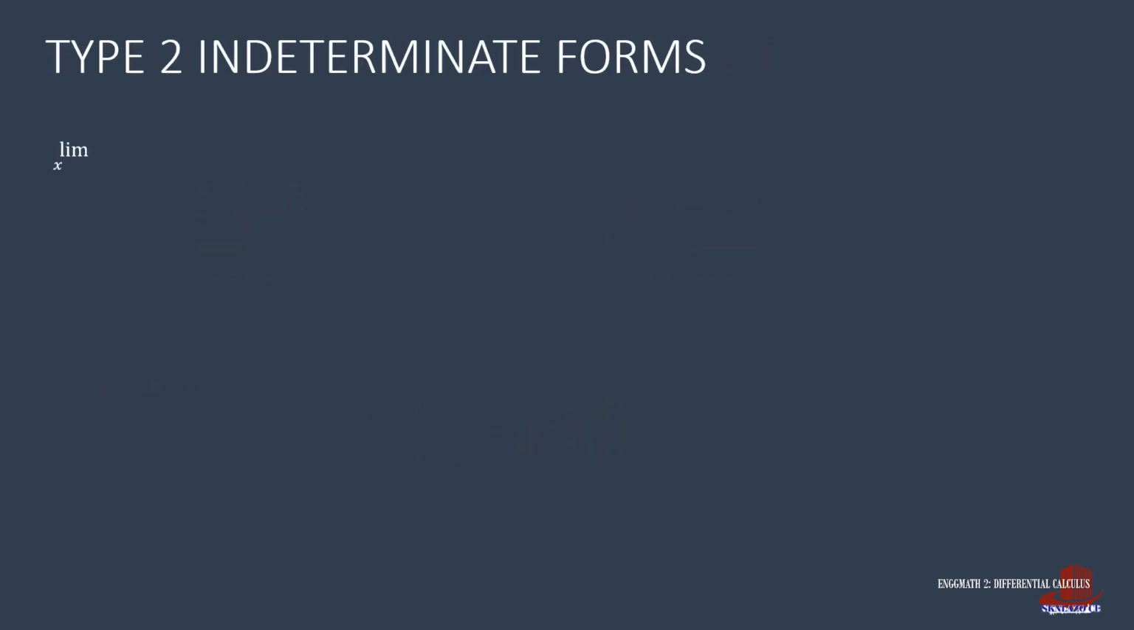Let's dive into our first example, having the limit of x ln of x as x approaches 0. When we plug 0 for x, we get 0 times ln of 0. Take note that the natural logarithm of 0 is undefined, so we can't solve this further, thus we consider this as the third type of indeterminate forms.